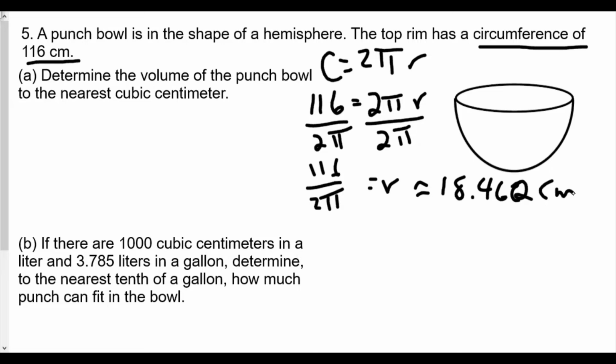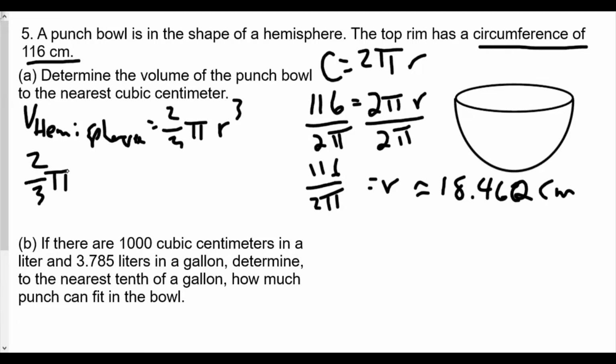And so we're going to use that. The volume of a hemisphere is half a sphere, so it's going to be 2/3 pi r cubed. So we can do 2 over 3 pi times 18.462 cubed. Now, because we're rounding to the nearest cubic centimeter, this rounded value should be totally good. So let's do this now: 2/3 times pi times 18.462 cubed.